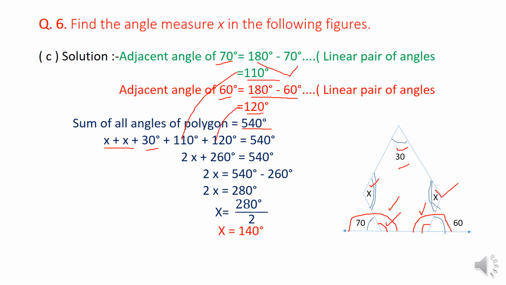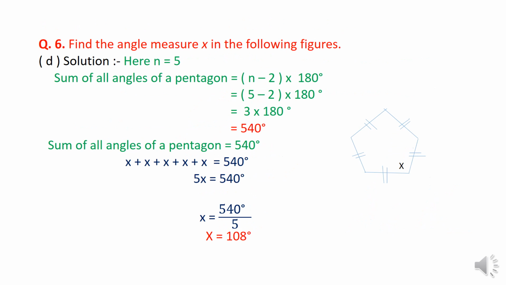So here its sum will become 540. So x plus x, 2x, 30 degree, 110 degree plus 120 degree, this all three sum will become 260 degree. So this 260 degree will be transferred to the other side to get the value of x. So 540 minus 260, this will become 280. Now here 2 and x, there is a sign of multiply. So this 2 will transpose to division. So 280 divided by 2. So here the value of x you have got is 140 degree.